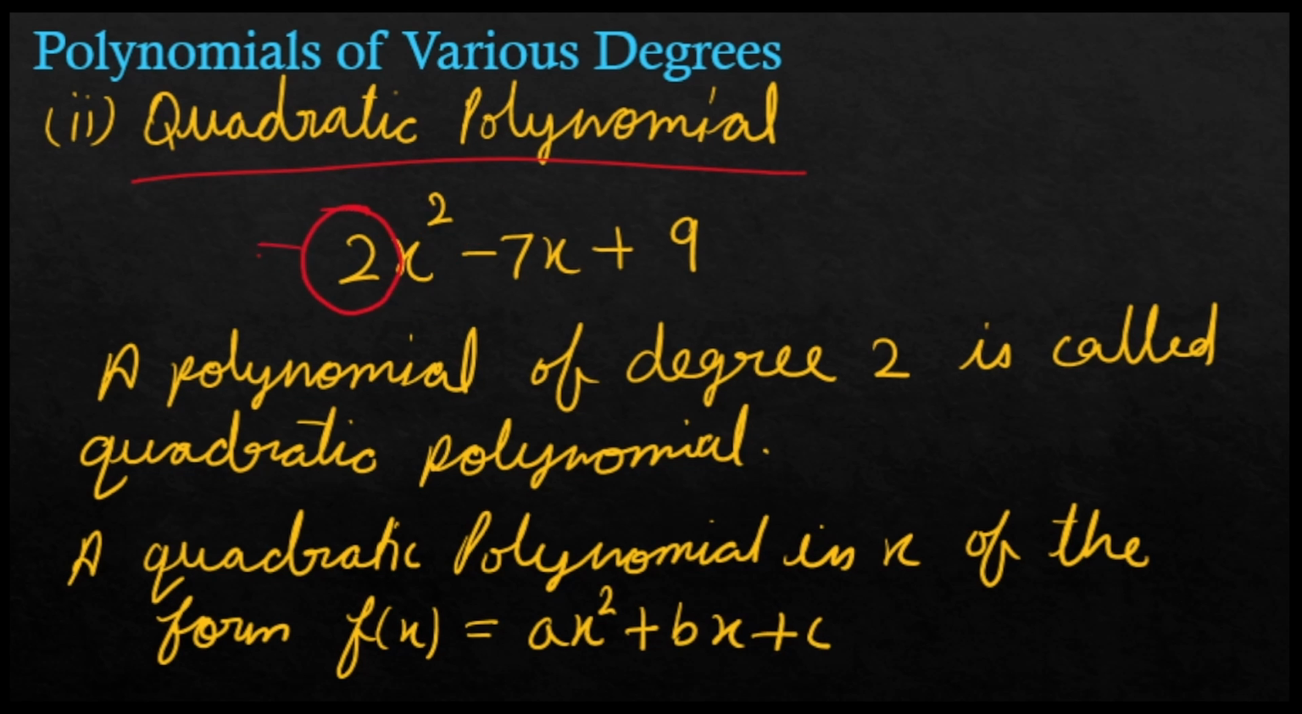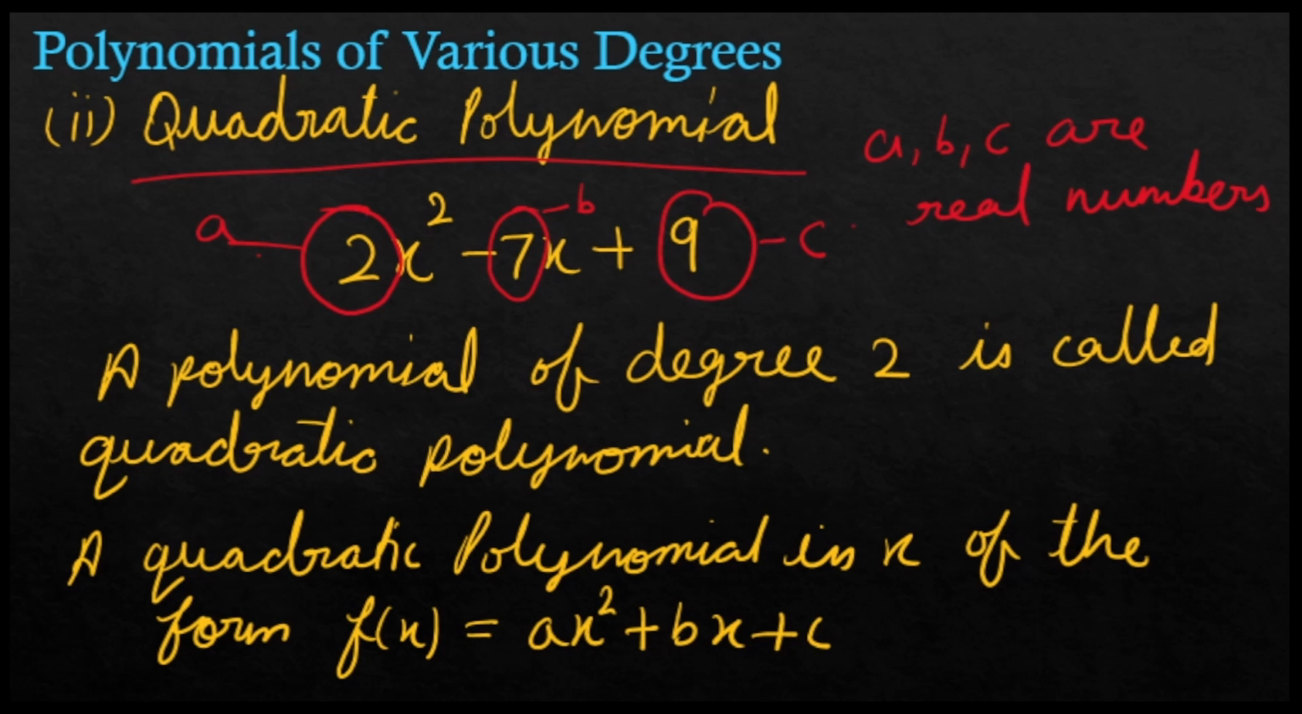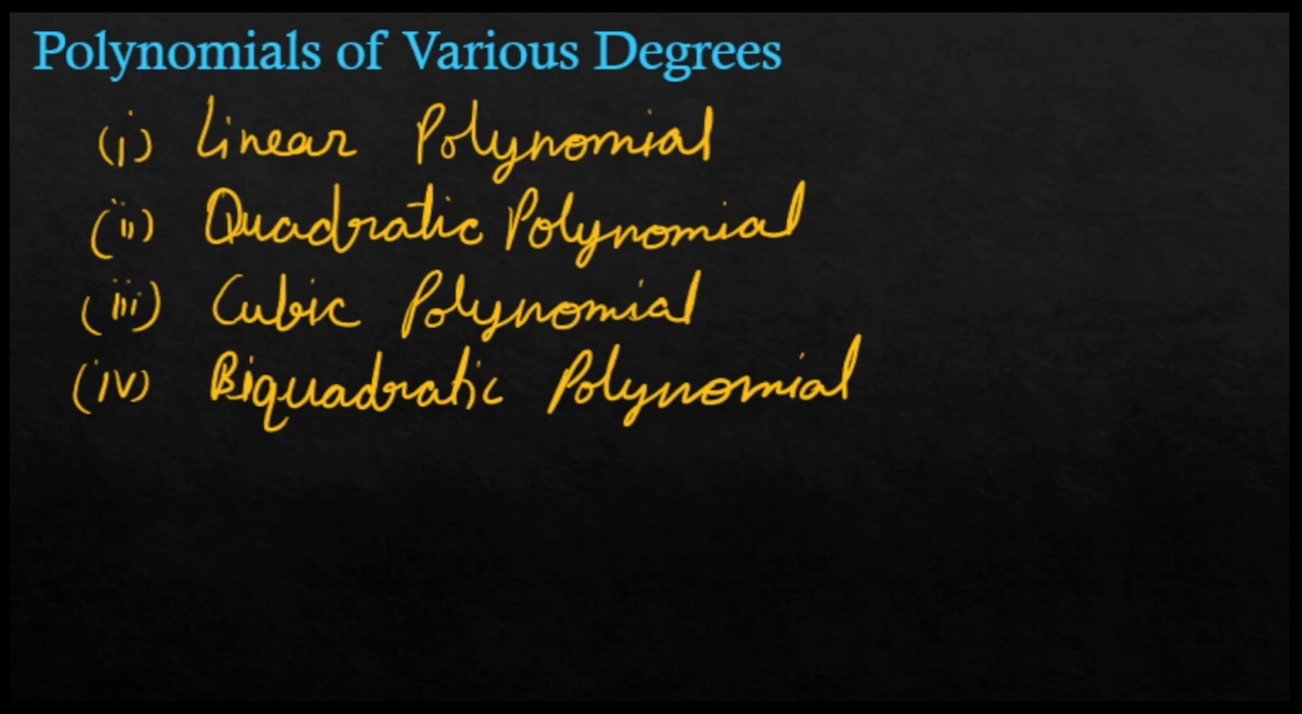This is our a, this is b, and this is c. It is clearly visible that a, b, c are real numbers, but a cannot be equal to 0. These are mainly 4 types of polynomials of various degrees.